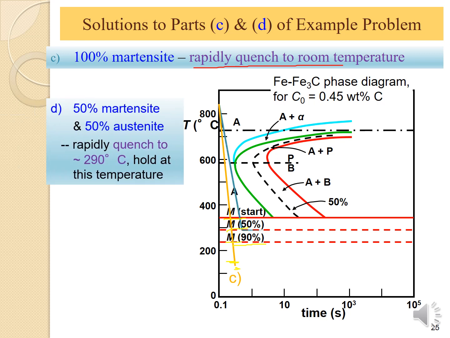The last one is 50% of martensite, 50% of austenite. So just quench it along that blue line. We're gonna quench it all the way to this 50% line and hold it. Then you will have 50% transformed to martensite. The other 50% will still be the austenite.